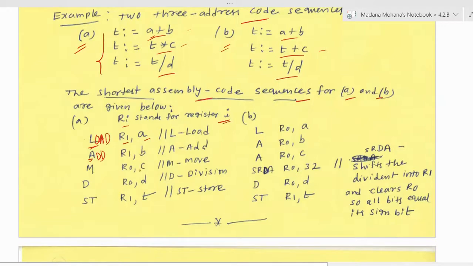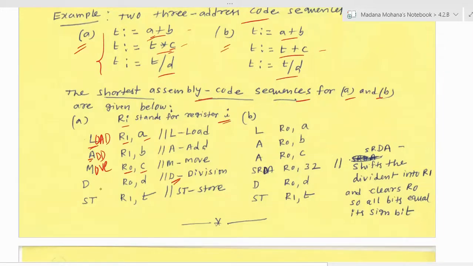Then what you have to do next? Next one, C is there. So now you can move here. M stands for move. Move C to R0, that is R0 comma C. Then what you have to do? Again you have to divide with D, so T by D. Now here T into C means automatically you will get A into B into C. Then that can be divided with D.